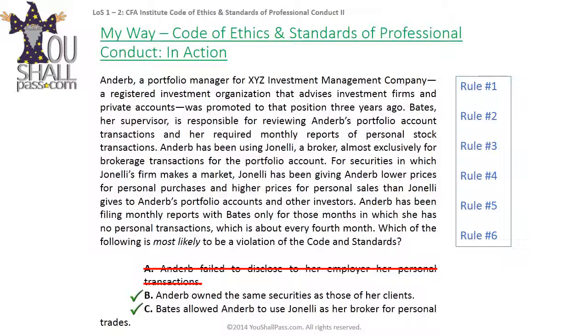Since there is a bit of gray in choices B and C, and since the question asks for the most likely violation, then the most likely violation we have here is choice A. So we're going to go with that as our answer here. This question involved CFA Institute Standard 1D, misconduct, Standard 3A, loyalty, prudence and care, Standard 4C, responsibility of supervisors, and Standard 6B, priority of transactions.